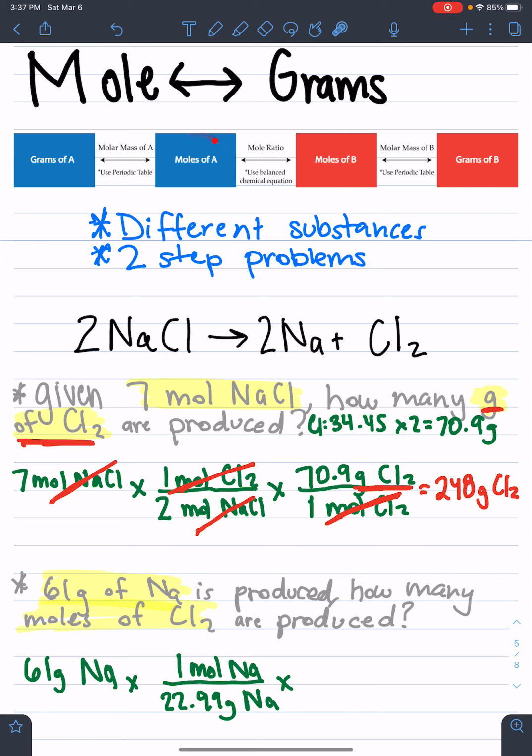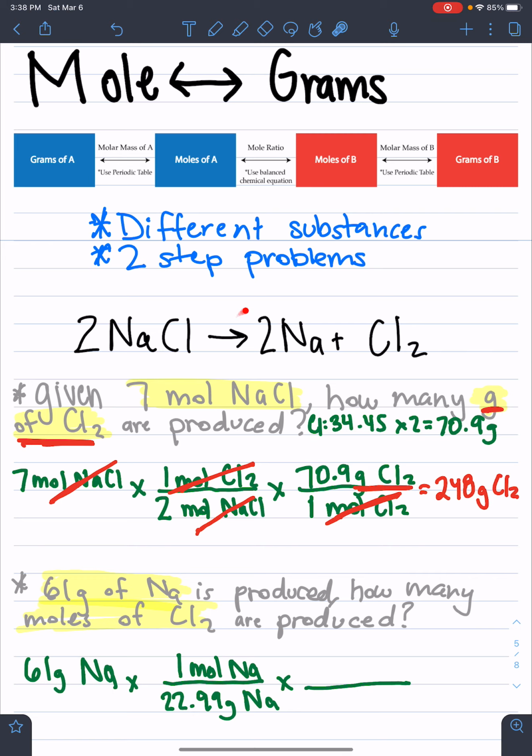Okay, so now we're about right here. We're at moles of a substance, and we need to get to moles of a different substance. We're trying to go from Na to Cl2. So we need to use our mole ratio from our balanced chemical equation to go from moles of Na to moles of Cl2. So we're going to multiply it by... and remember, on the bottom, you're going to want whatever is on the top here so that they can cancel each other out. So you want moles of Na on the bottom.